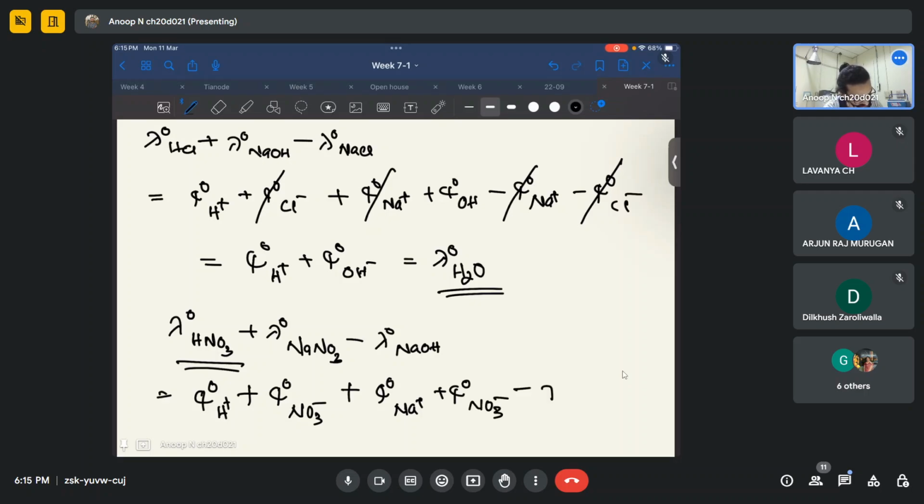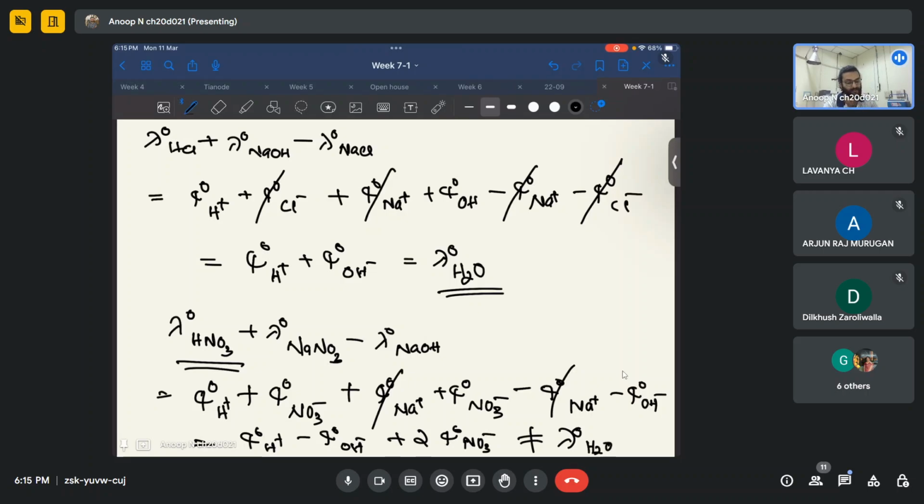Then minus L0 Na plus minus L0 OH minus. So here Na plus cancels out, but NO3 is not cancelling out. So you can see it is L0 H plus minus L0 OH minus plus 2 L0 NO3 minus, which is not equal to lambda 0 of H2O. So option B is wrong.